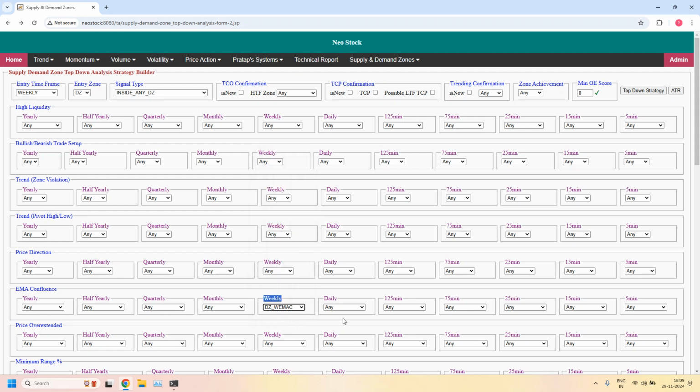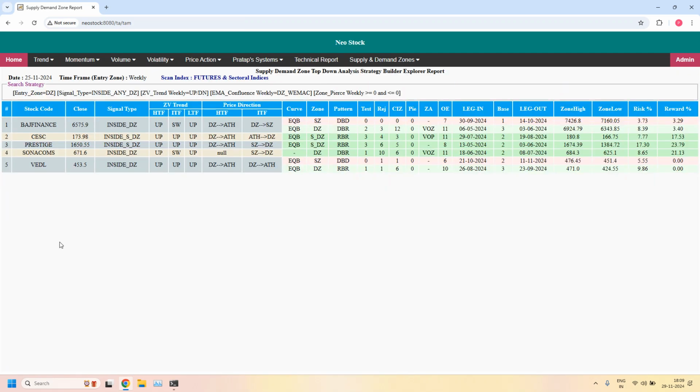But weekly EMA Confluence makes sense only in the trending, but not in sideways market. That's why trend based on zone violation at weekly time frame, I am selecting up or down trend. Now let's filter. We got only 5 stocks. In these 5 weekly demand zones, they are having weekly EMA Confluence. And the weekly trend is LTF. All are uptrend.